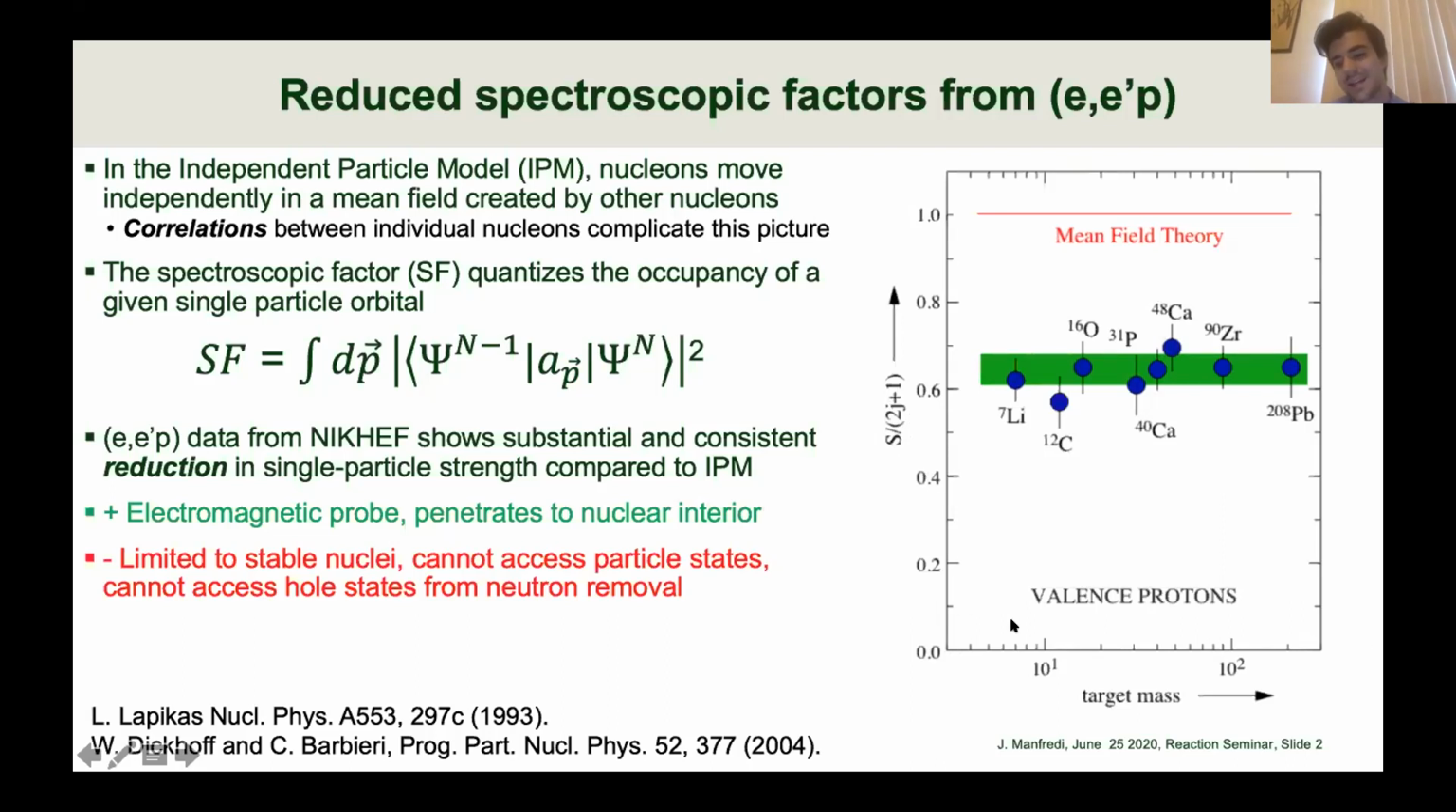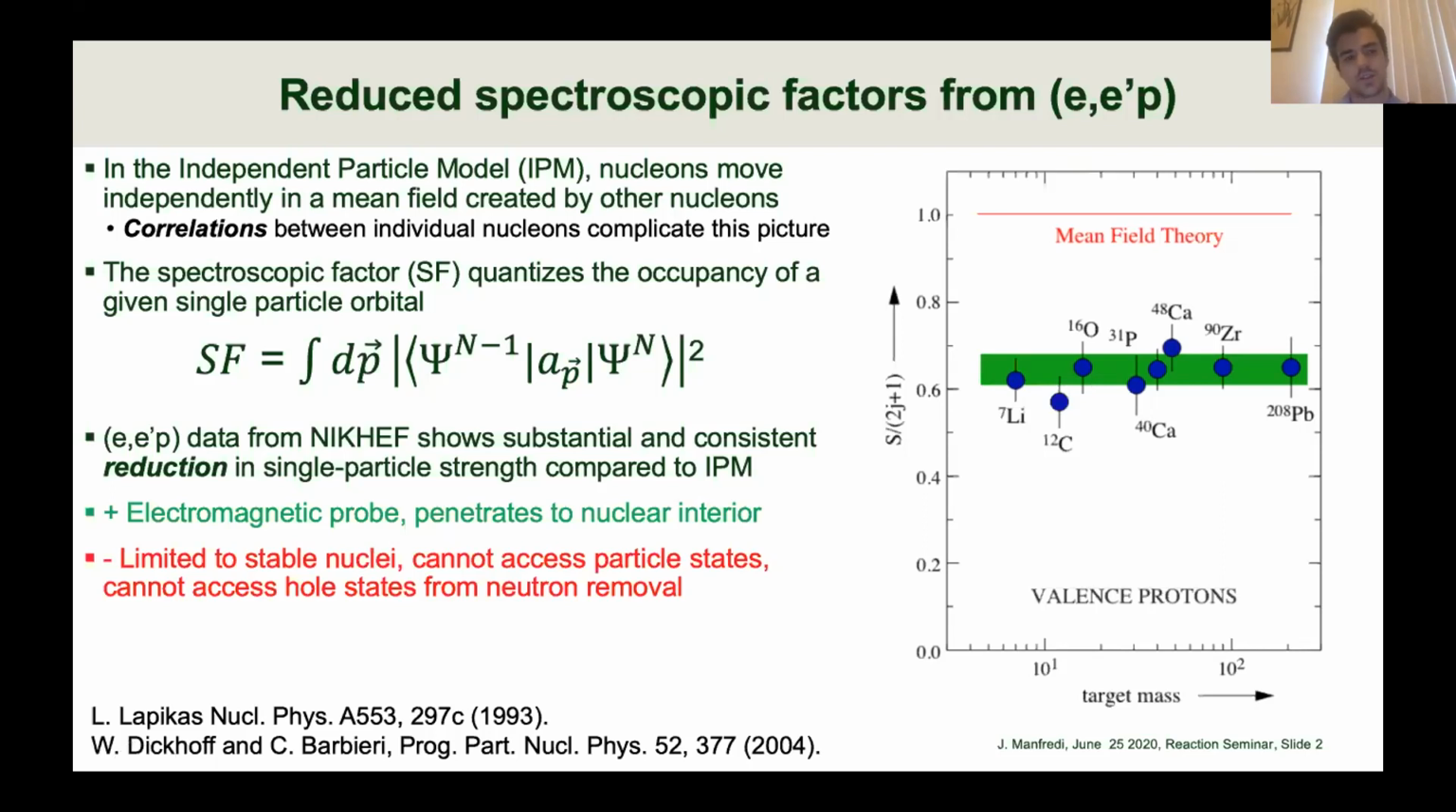And on the x-axis is the target mass, which basically just shows you the wide range across which this reduction was seen. And pretty consistently, this spectroscopic strength is reduced to about 60 to 70% of what you would expect from the mean field. So this is already quite interesting.